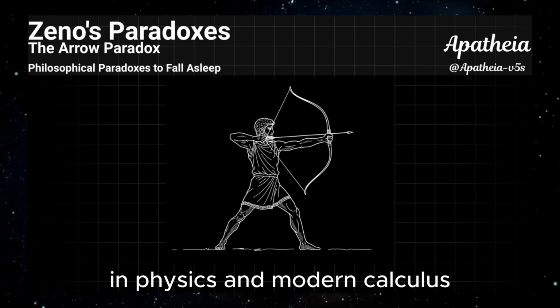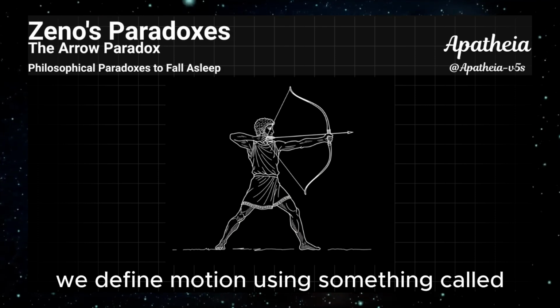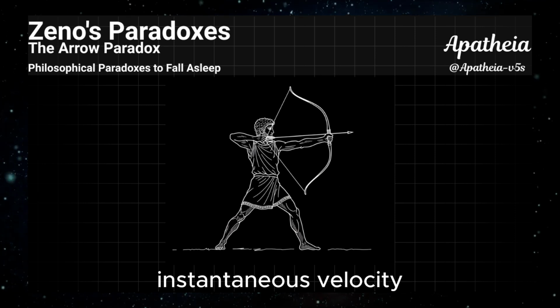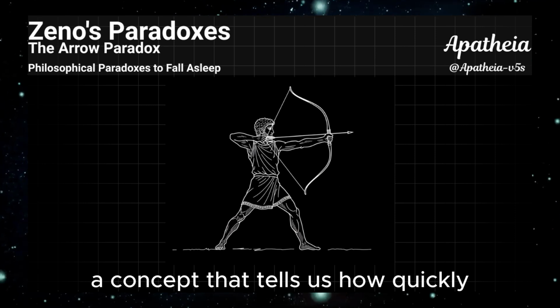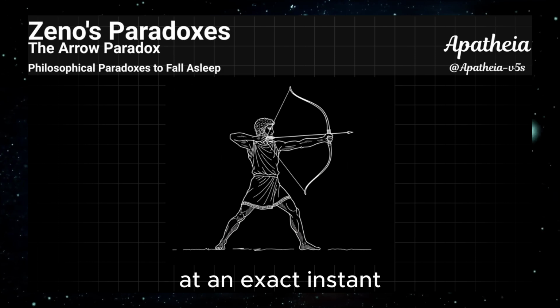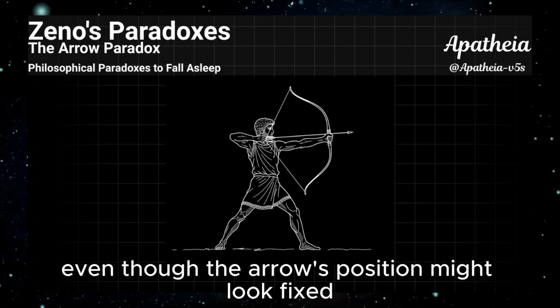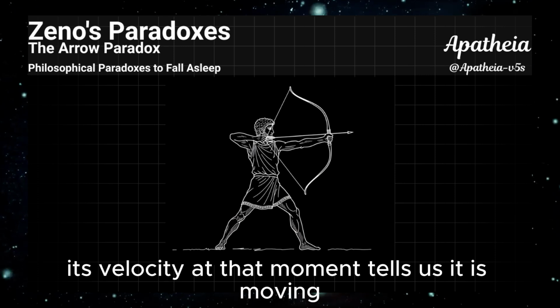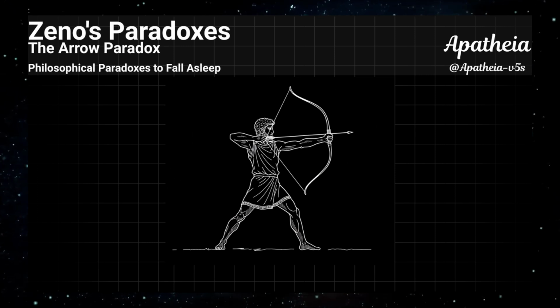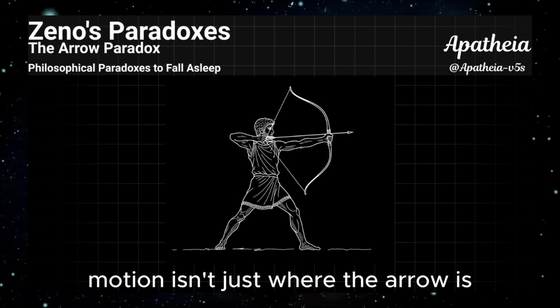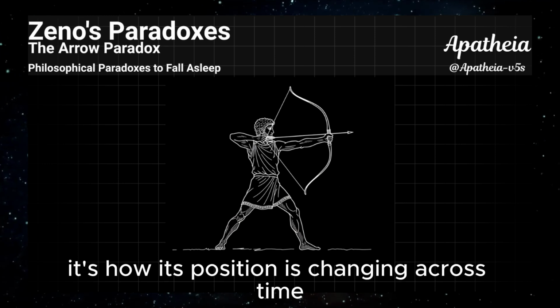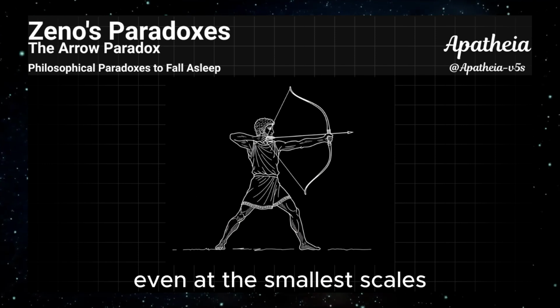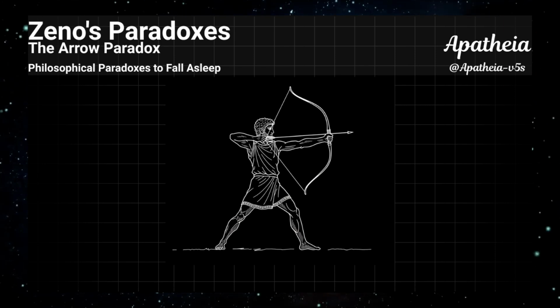In physics and modern calculus, we define motion using something called instantaneous velocity, a concept that tells us how quickly something is changing position at an exact instant. Even though the arrow's position might look fixed in a single moment, its velocity at that moment tells us it is moving. Think of it this way. Motion isn't just where the arrow is, it's how its position is changing across time, even at the smallest scales.